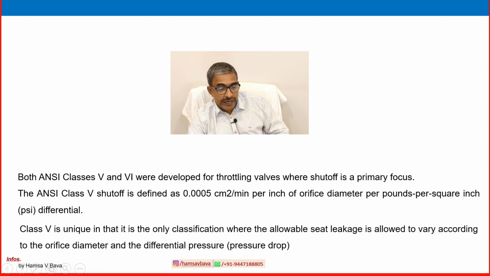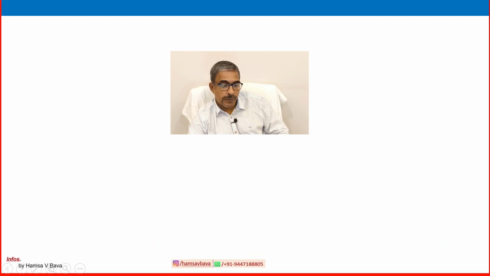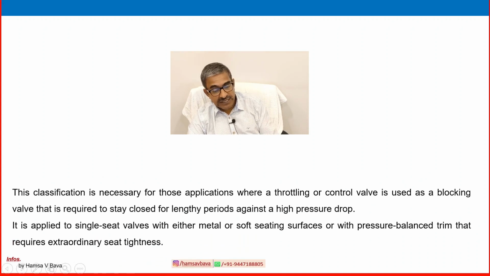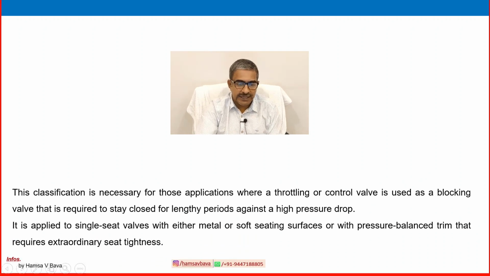Class 5 is unique in that it is the only classification where allowable seat leakage varies according to the orifice diameter and the differential pressure drop. This classification is necessary for those applications where a throttling or control valve is used as a blocking valve that is required to stay closed for a lengthy period against a high pressure drop. So classes 5 and 6 are applicable to throttling and control valves.